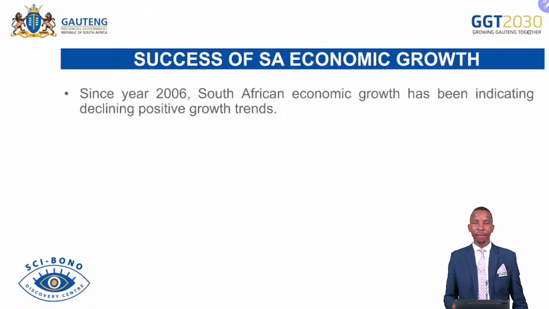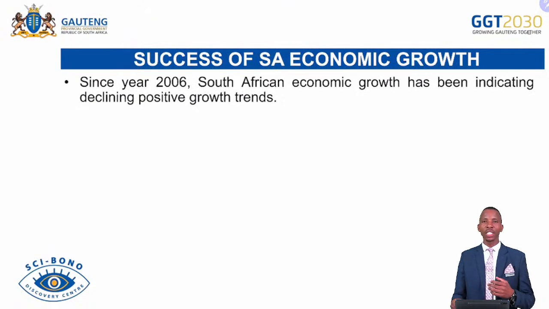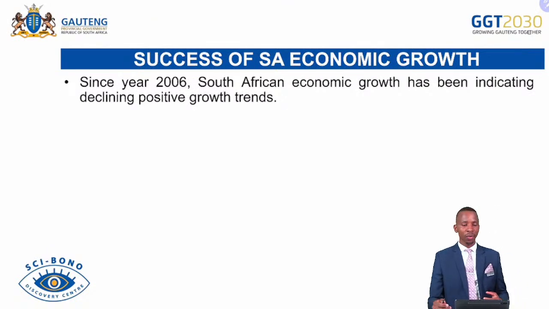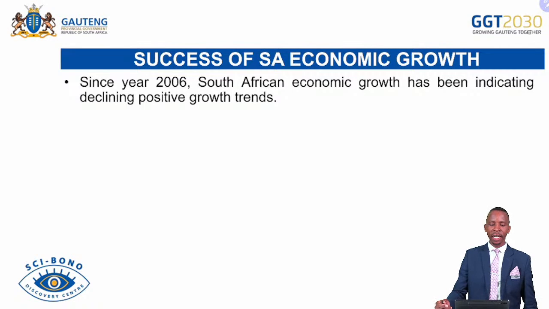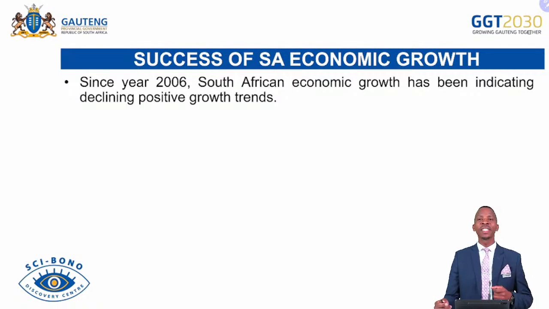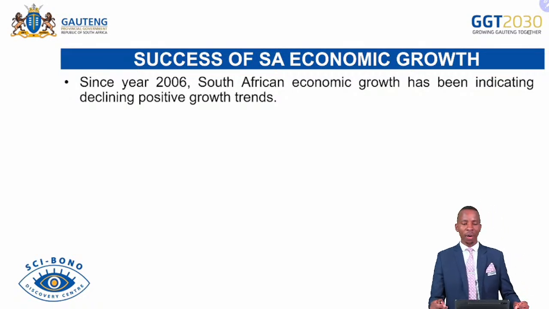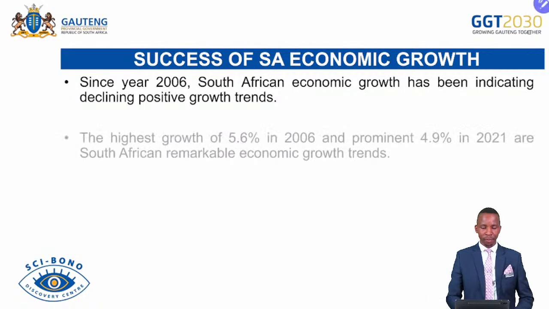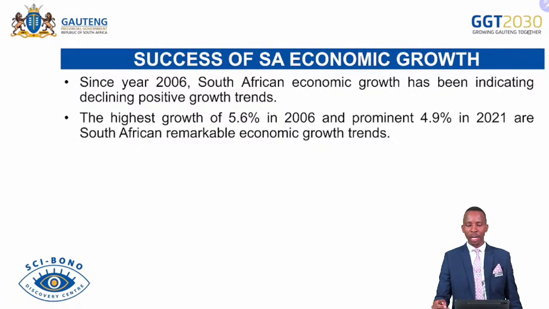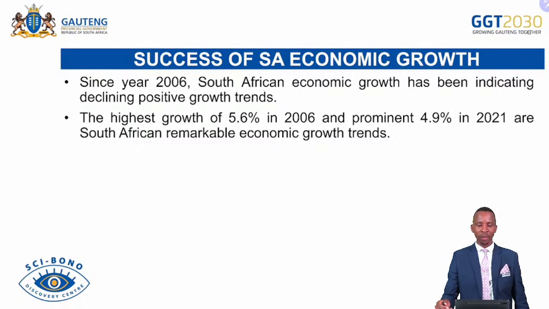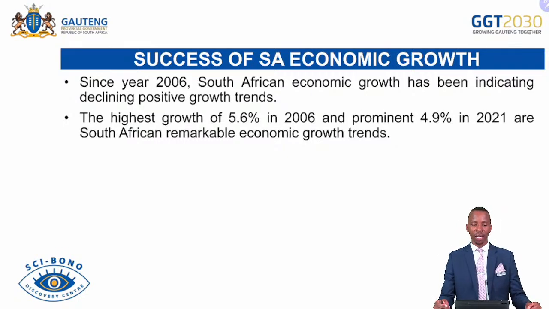The success and the failure of economic growth in South Africa. How successful has economic growth been in South Africa? Since 2006, as per the trends we have seen, South African economic growth has been indicating declining positive growth. So the economy has been declining, not being very positive, because the highest growth we had before 2021 was 5.6%. The highest growth of 5.6% in 2006 and the prominent 4.9% in 2021 are the remarkable South African economic growth trends that we have noticed.